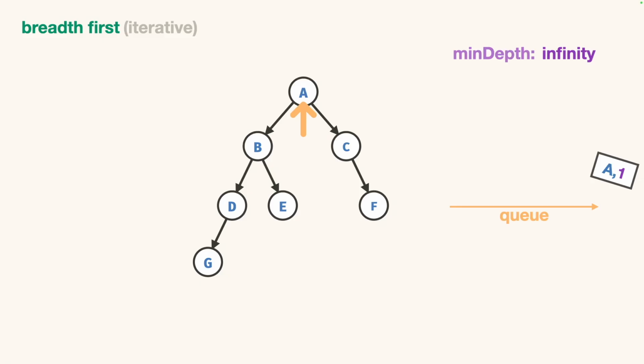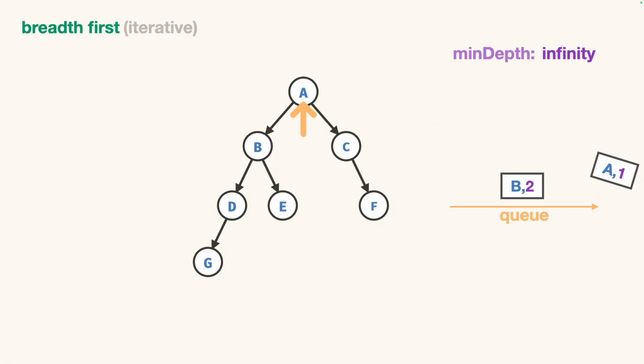So I'm going to create some new queue items. I'm going to have an item containing B, and notice that it has a depth of 2 now. The way I got that was I just took the depth of the parent, which was 1, and I just add 1 to it, right? In general, if a parent has depth D, that means the immediate children are going to have depth D plus 1. Makes sense. So I'm going to add B into my queue.